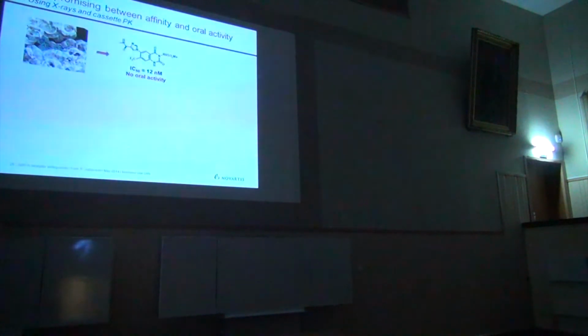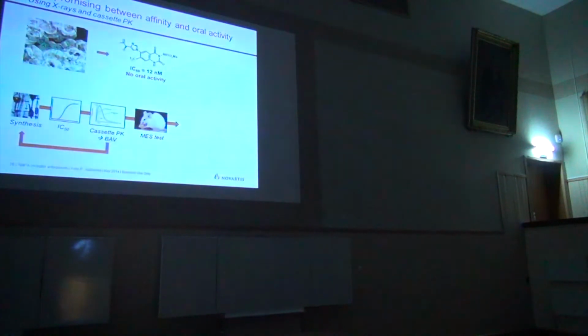One was using co-crystallization of our drug candidates with the receptor to try to understand how to maintain and maybe improve the affinity, and that worked actually very well, very quickly. We could improve the affinity with a molecule like this one, which has an IC50 of 12 nanomolar. Of course, no oral activity due to this very strong polar surface area. But then the second thing we did was to change the way we run our optimization.